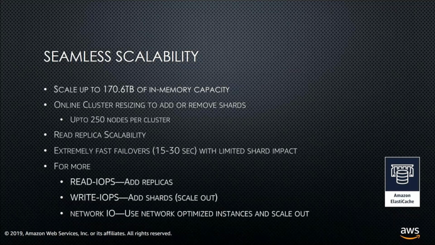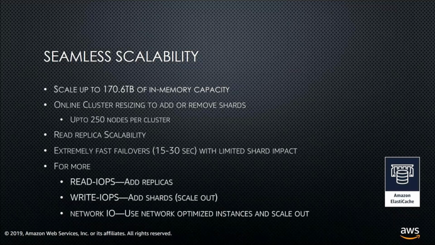With Amazon ElastiCache for Redis, you can start small and easily scale your Redis data as your application grows, all the way up to a cluster with 170.6 terabytes of in-memory data. It allows you to scale your Redis cluster environment up to 250 nodes or 250 shards, depending on your cluster configuration. It supports online cluster resizing to scale out, scale in, scale up, and scale down your Redis clusters without downtime and adapts to changing demand.